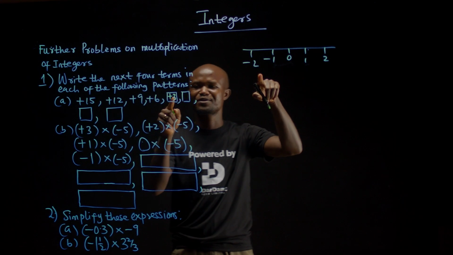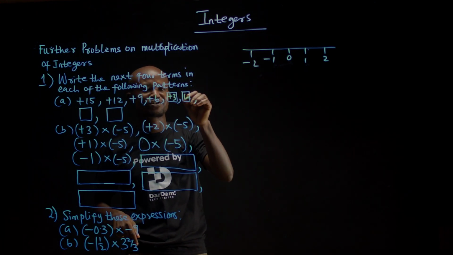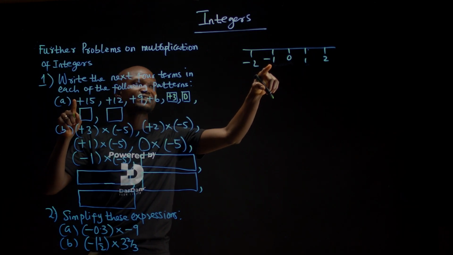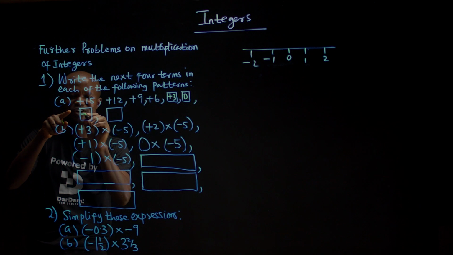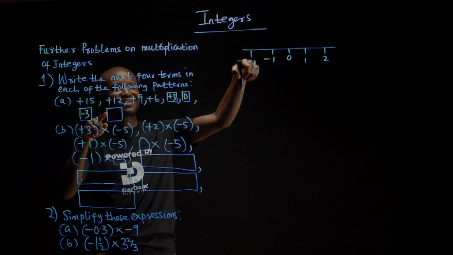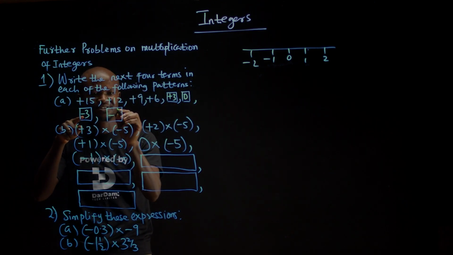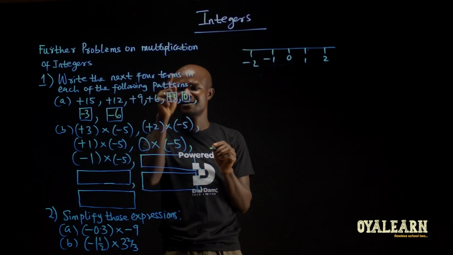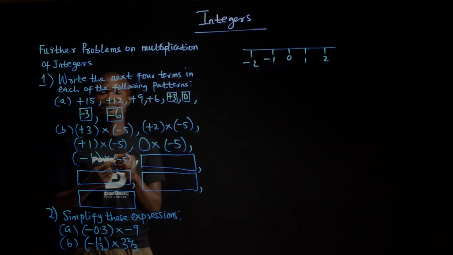Before 1, what do we have? We have 0. So 3 times 0 will give us 0. The next one is minus 1. So we have 3 times minus 1. That will give us minus 3. And the next one is minus 2. 3 times minus 2 would give us minus 6. So you can see the next four terms are plus 3, 0, minus 3, and minus 6.